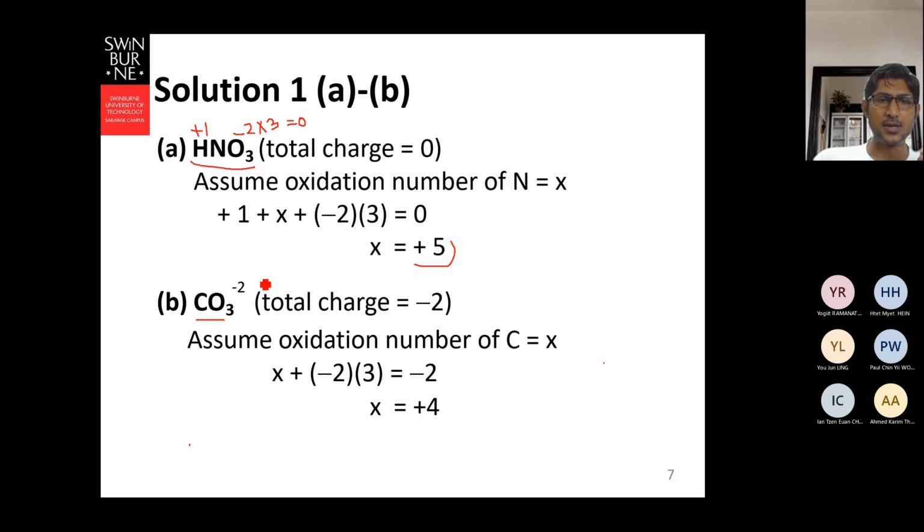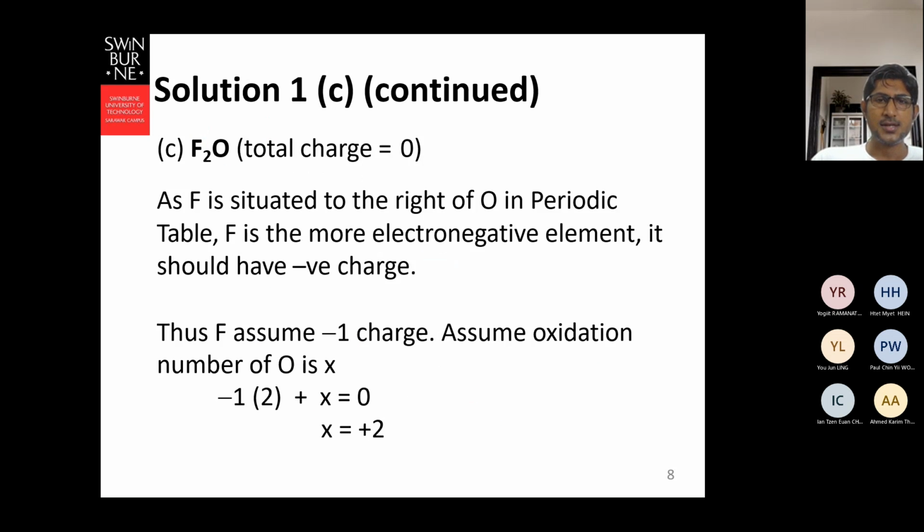The same goes for the carbonate ion, which carries a total charge of -2. To find the oxidation state of carbon, oxygen is -2, times 3, since there are 3 oxygen atoms, which is -6. The total charge is -2, so X, the carbon oxidation state, is +4. In this way we can find the oxidation state in difluoroxide as well.